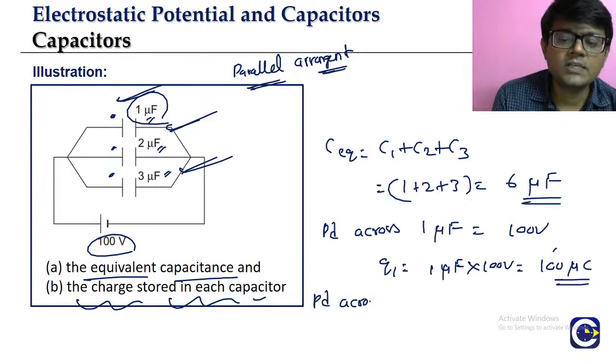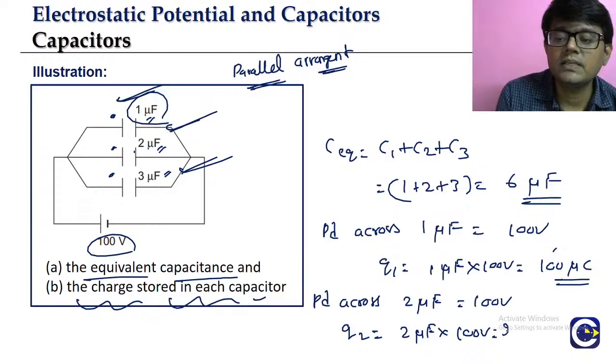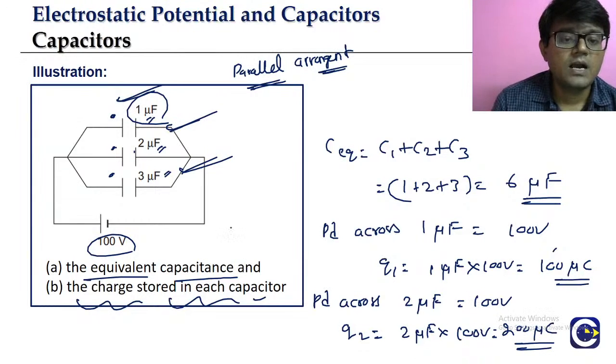Potential difference across the 2 microfarad, how much? It is the same, because that is also connected across that source. So the charge on it is its capacitance into potential difference, what will that be? 200 microcoulombs.